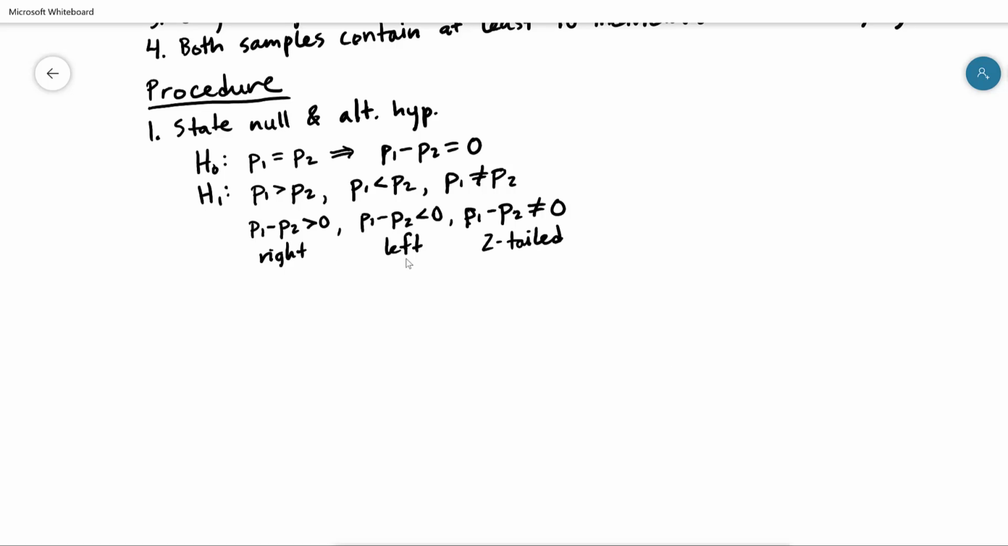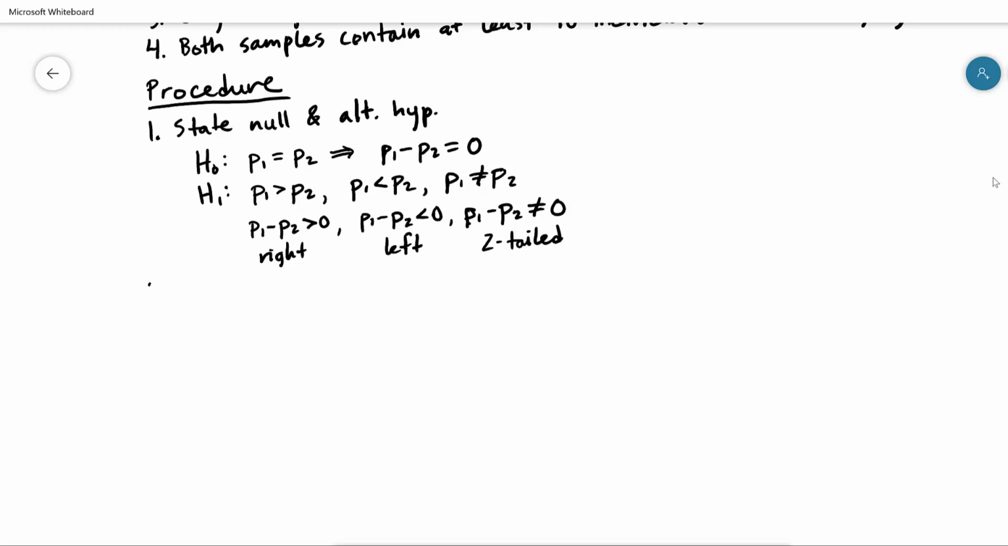Because in this case, the number that we find this difference is greater than 0. Greater on our number line is further to the right. In this one, P1 minus P2 is less than 0. Less than on our number line is further to the left. And this one is the two-tailed case where it could be either direction, greater than or less than.